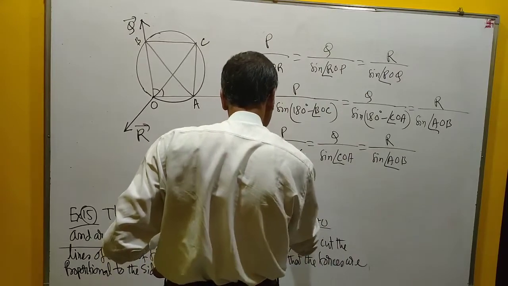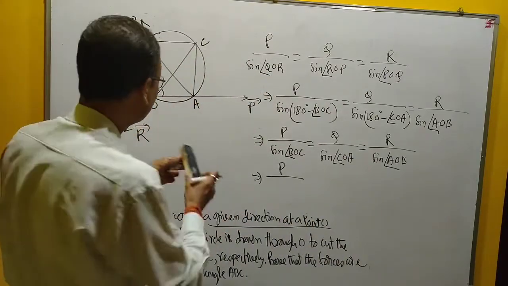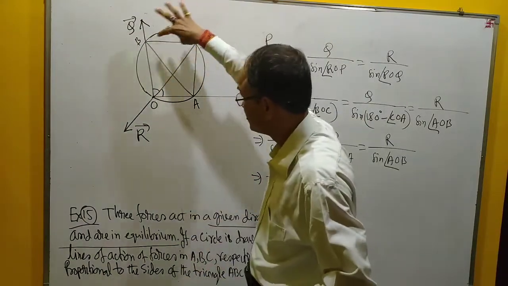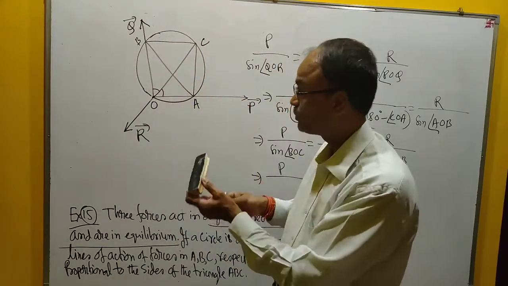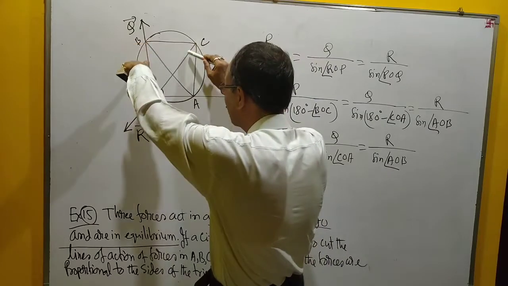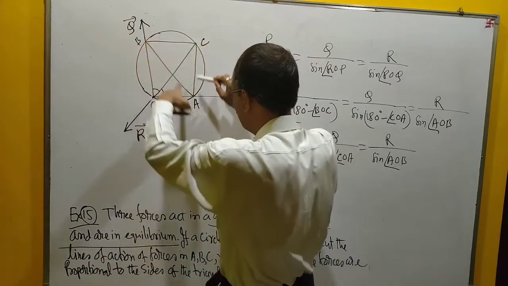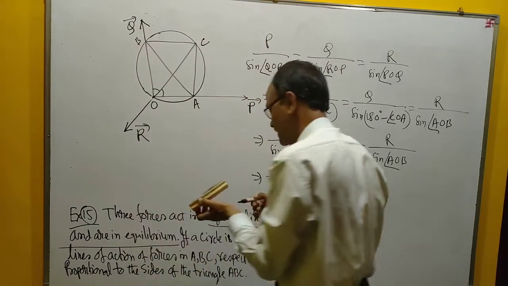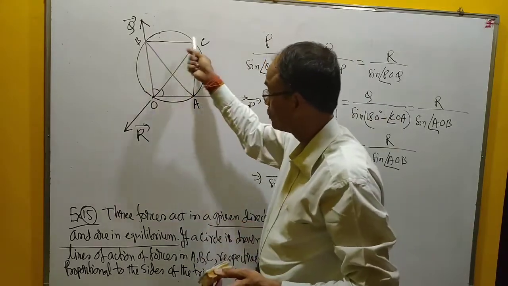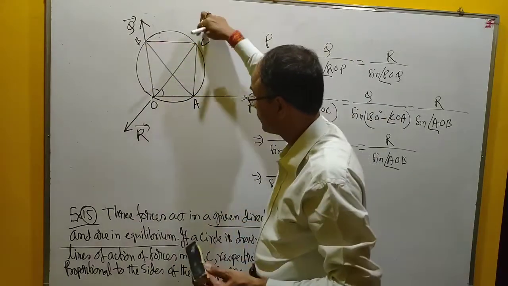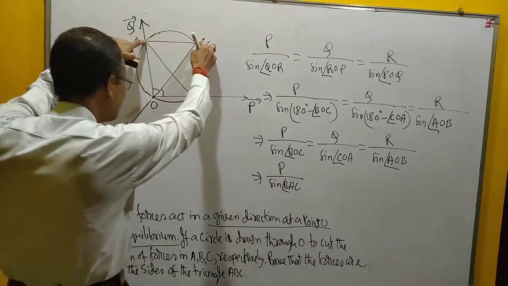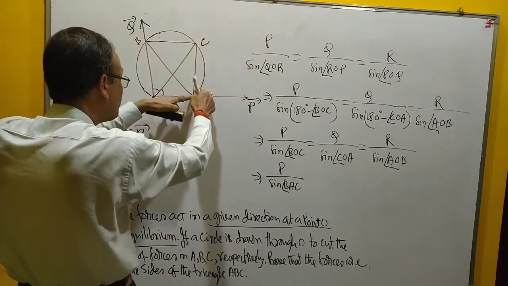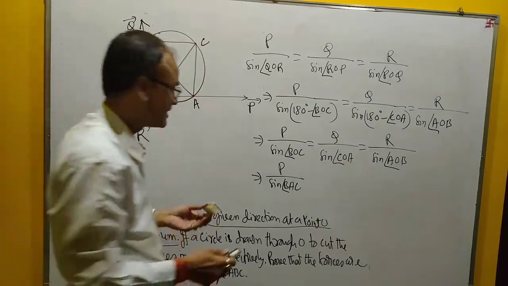This means P divided by sine BOC. Consider this chord BC. From the chord BC, this angle BOC will be equal to angle BAC, sine BAC. Is it clear? Consider this chord. From this chord, this angle BOC will be equal to BAC, from geometry of class 9 or class 10.